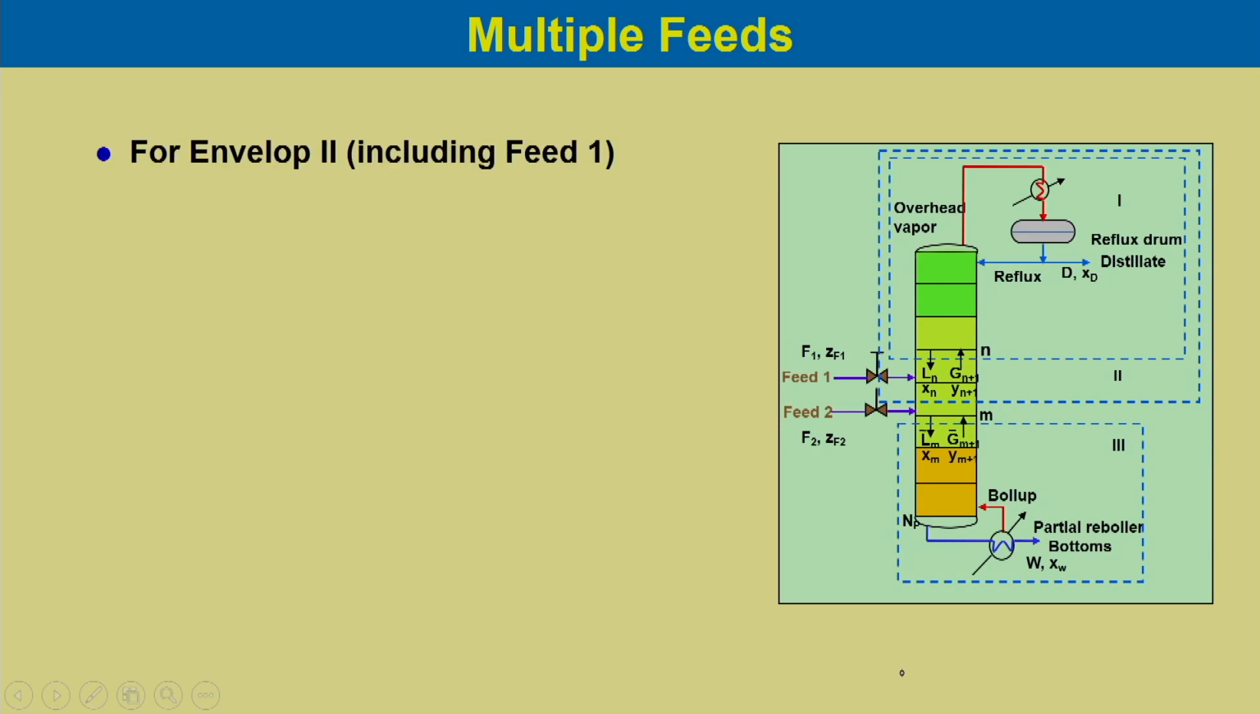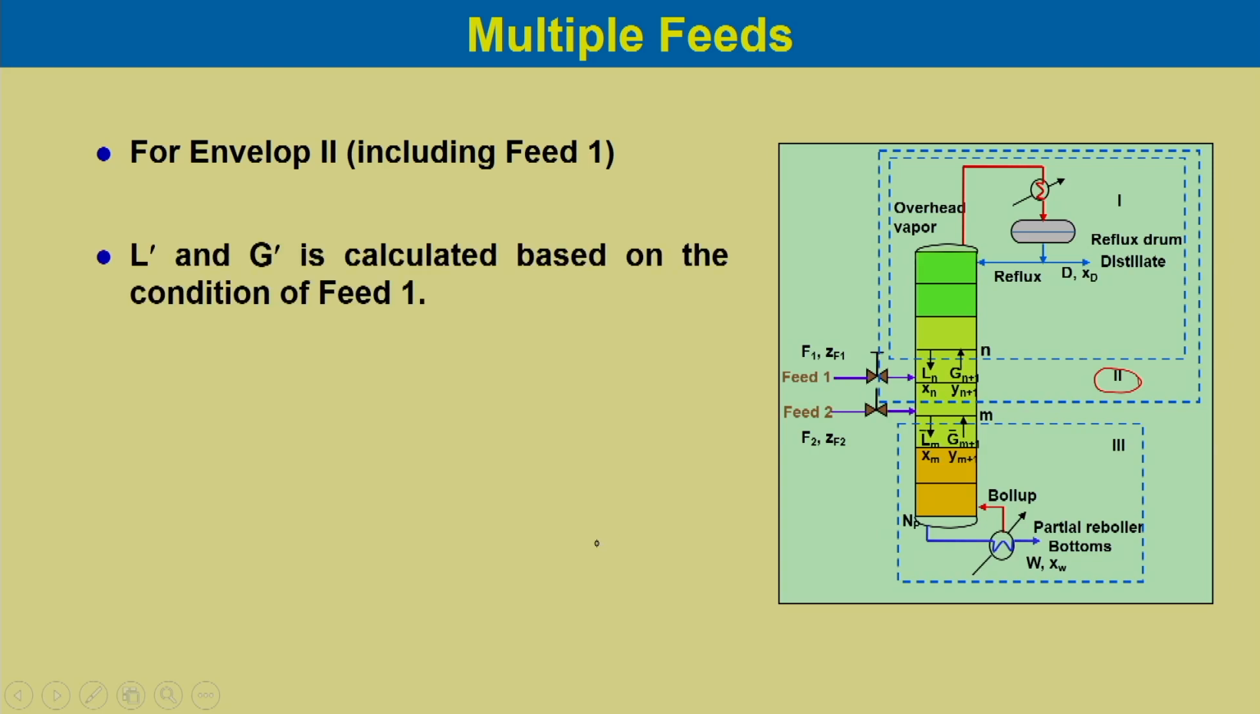Now, for envelope 2, that is including feed 1. So, if we include feed 1 over here, that is the envelope 2 shown over here. So, this is envelope 2, and instead of L and G, we define in this case L dash and G dash as the liquid and gas flow, calculated on the condition of the feed 1.